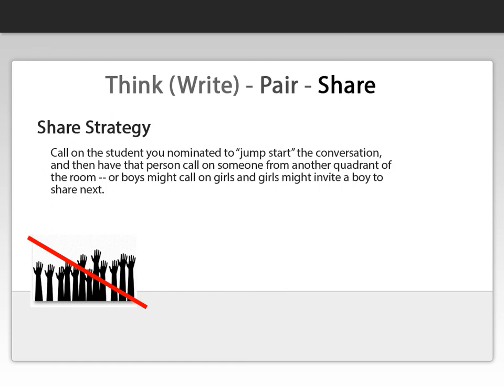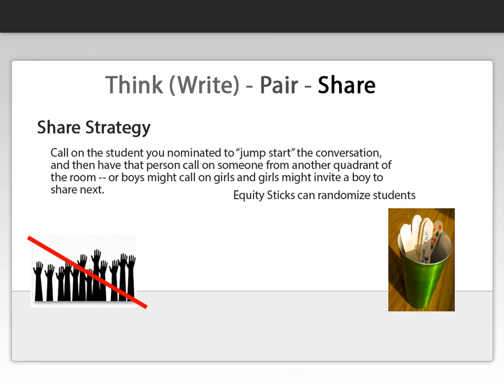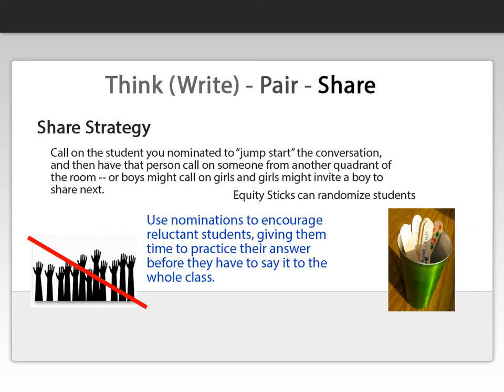Another strategy is to call on a student you nominated to jumpstart the conversation, and then have that student call on someone from another quadrant of the room, or boys may call on girls, and girls may invite a boy to share. Equity sticks might be appropriate after nominated students have shared. It's a fairly efficient way to randomize students, but be careful. If you have a reluctant student who's called on to share before they have time to practice, the exercise can be daunting.